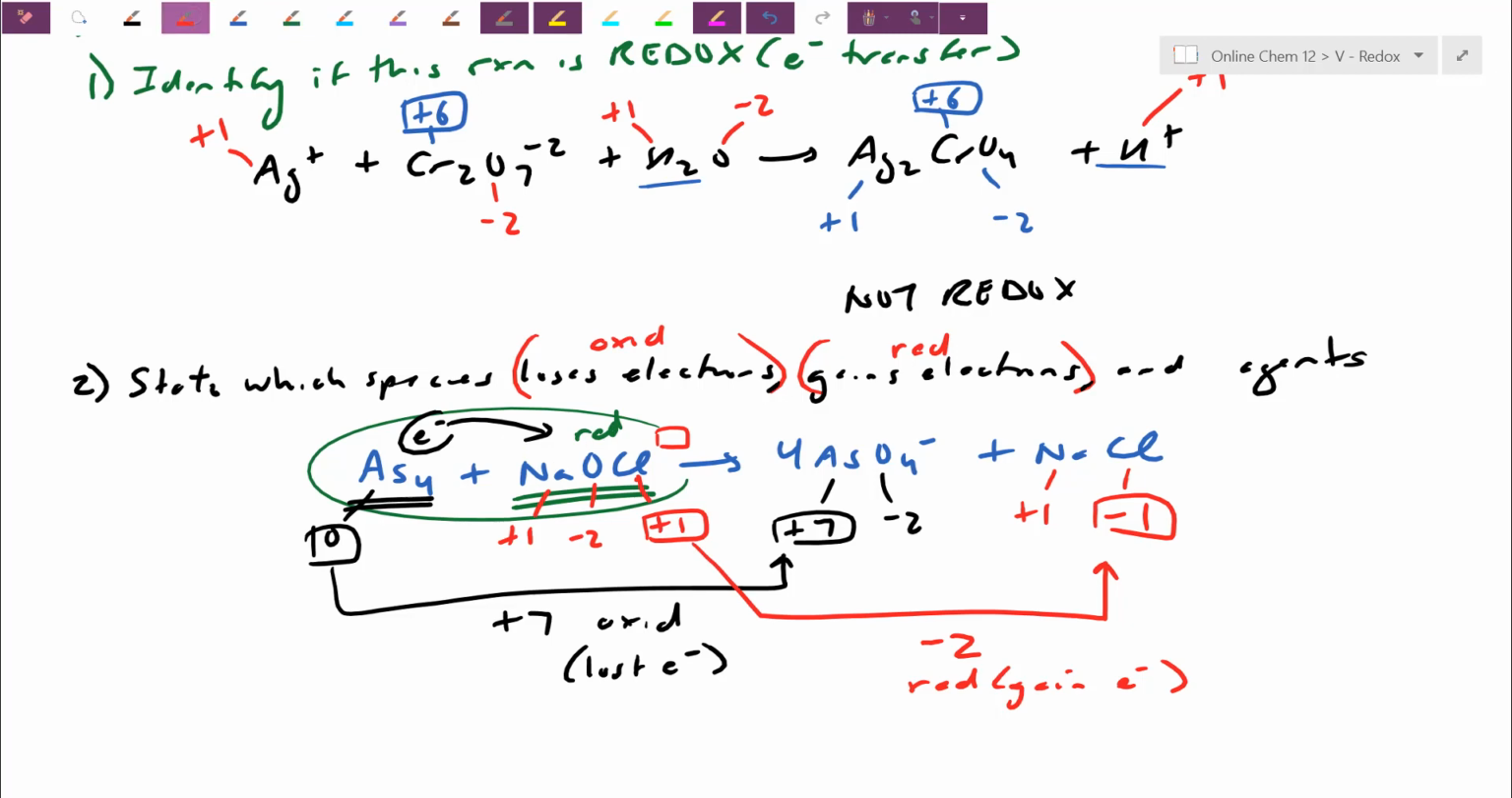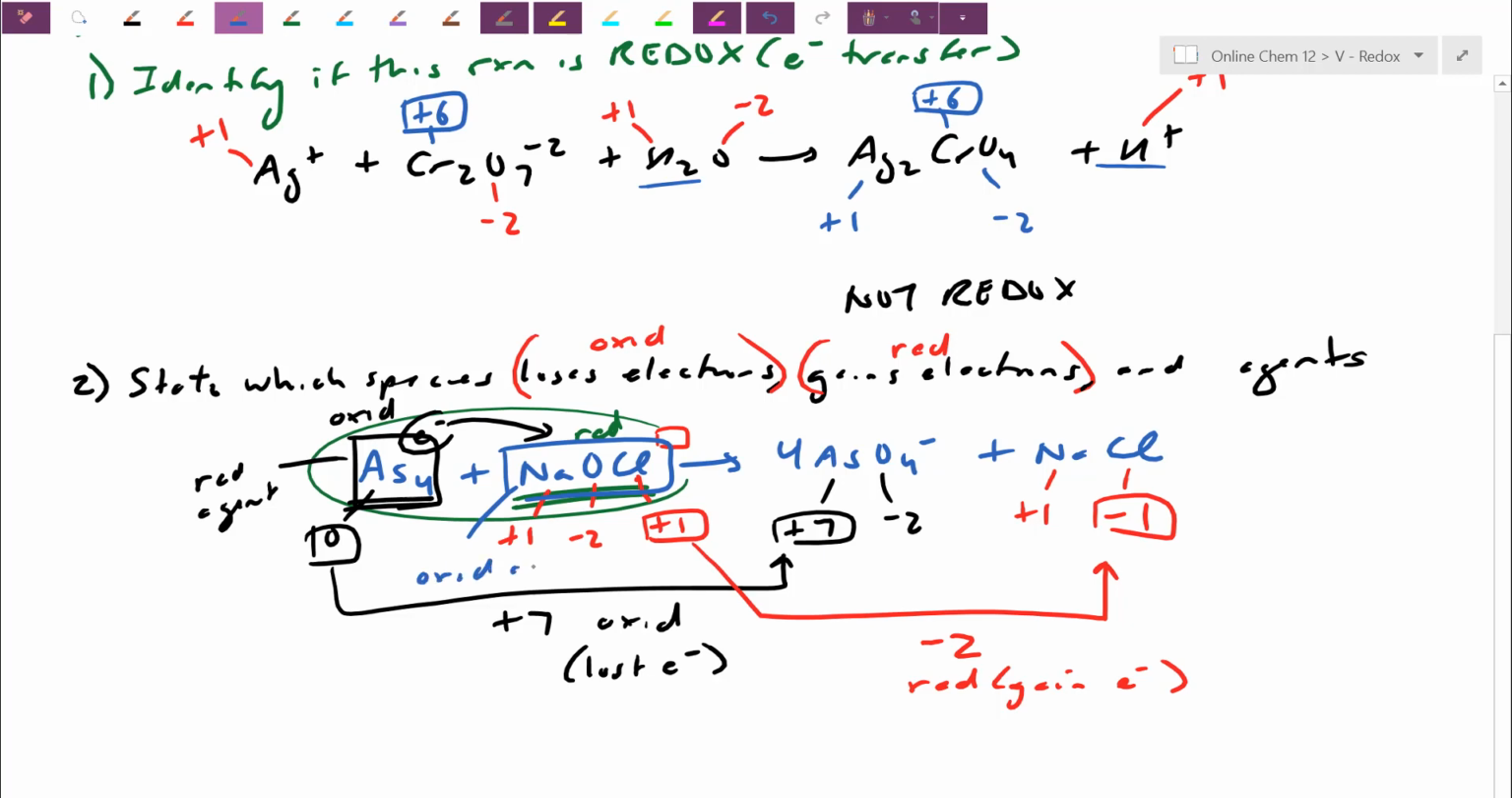Lastly, in terms of your agents, remember agents help other chemicals get oxidized or reduced. They themselves do the opposite. So for example, I just labeled NaOCl as having been reduced. Which chemical allowed it to pick up the electrons? Which chemical gave it its electrons? It was only because this As4 was in its elemental state. So therefore, As4, not only can we say it's the chemical that was oxidized, it is actually the reducing agent. It allowed the NaOCl to reduce. The NaOCl here, which was actually reduced, we can refer to as the oxidizing agent.